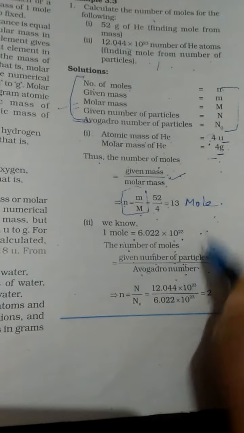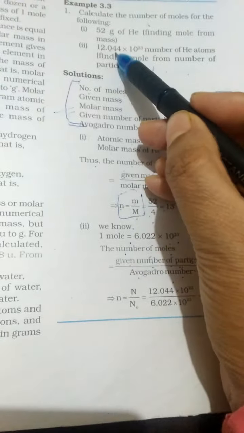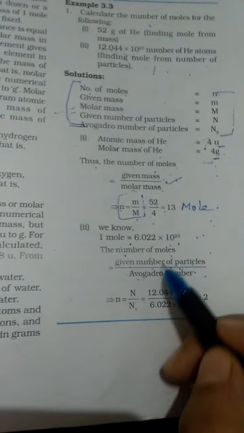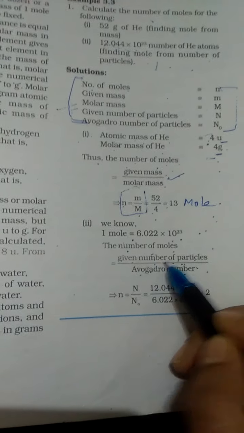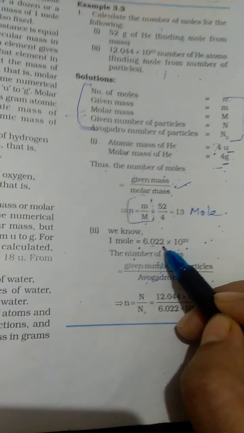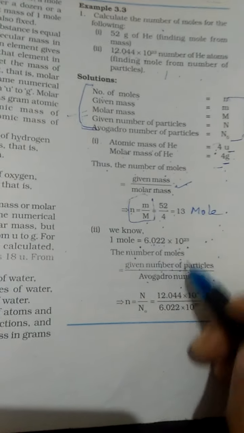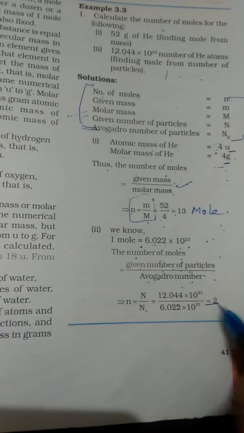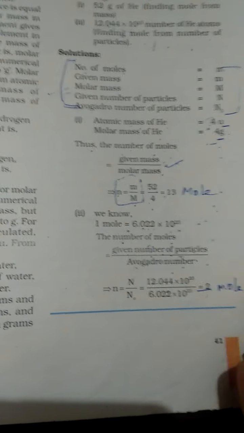What is the given number of particles? 12.044 into 10 to the power 23. And what is the Avogadro's number? It will remain the constant all the time, that is 6.022 into 10 to the power 23. Divide it, your answer is 2. Here it will be mole.